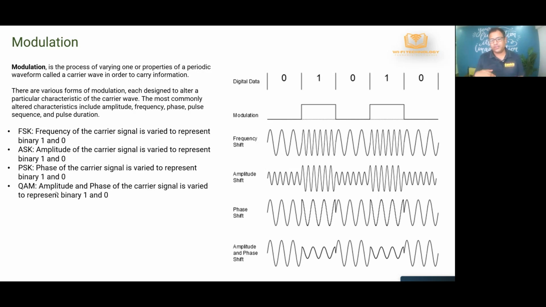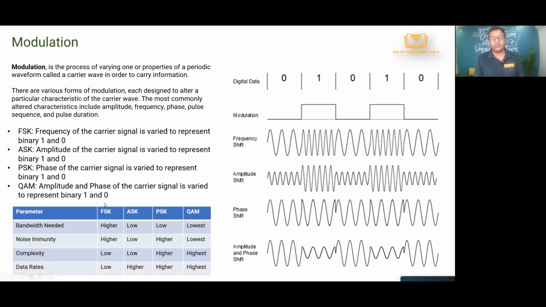But amplitude and phase shift, which is done by QAM, is what we call a higher order modulation rate, which basically uses the spectrum more efficiently, which means that it is able to send more information in the same amount of spectrum, or using the same amount of signals, and hence the spectral efficiency is higher in that method. We'll talk more about it in detail in the coming slides.